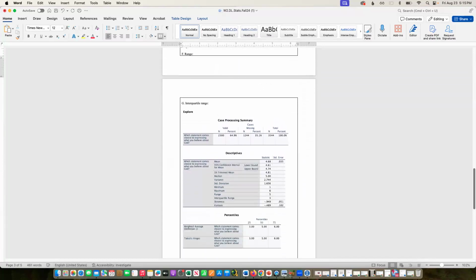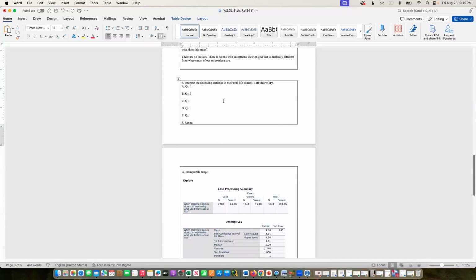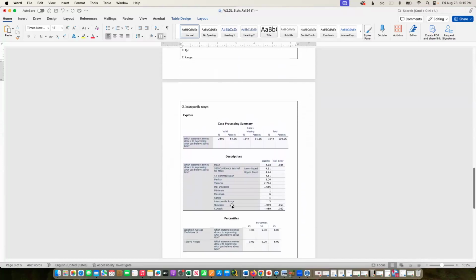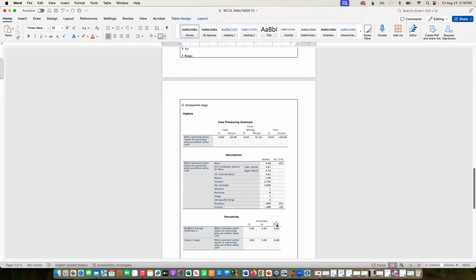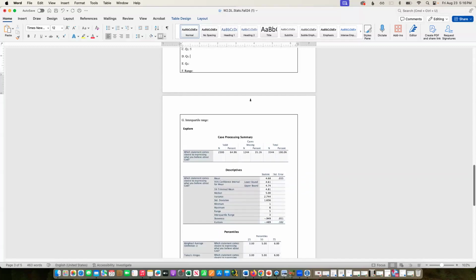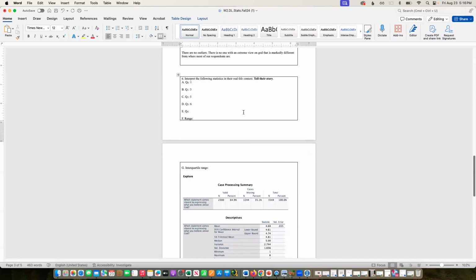Q1 is my lower quartile. That's this 25th percentile, so that's a 3. Q2 is my median. That's the 50th percentile, that's 5. Q3 is my upper quartile, 75th percentile, that's the 6. Q4 is my maximum, that's 6.